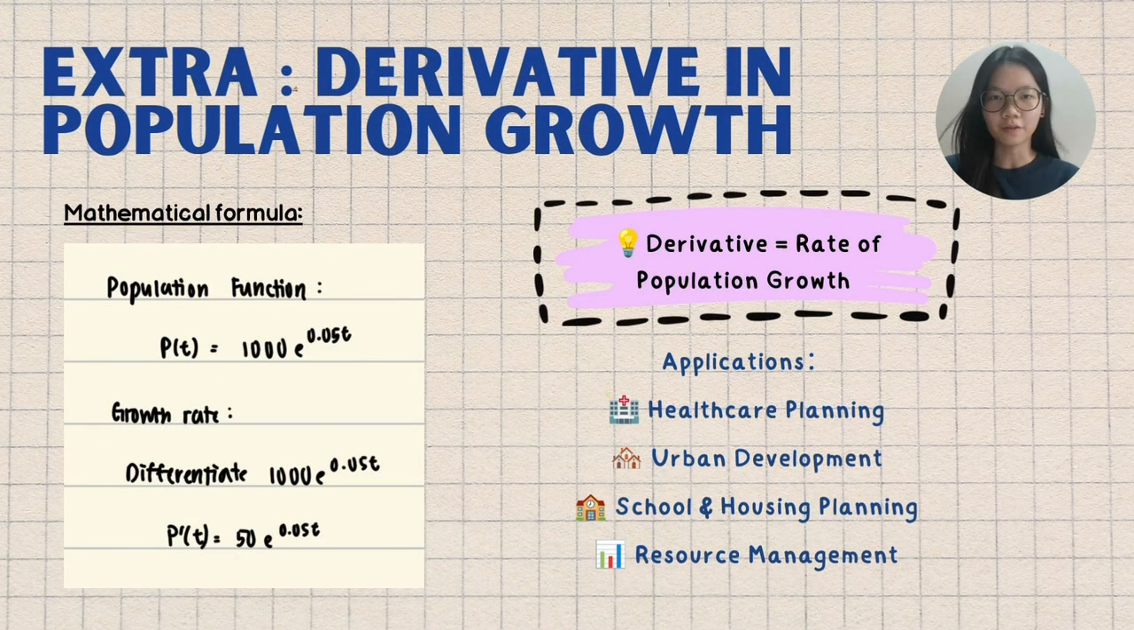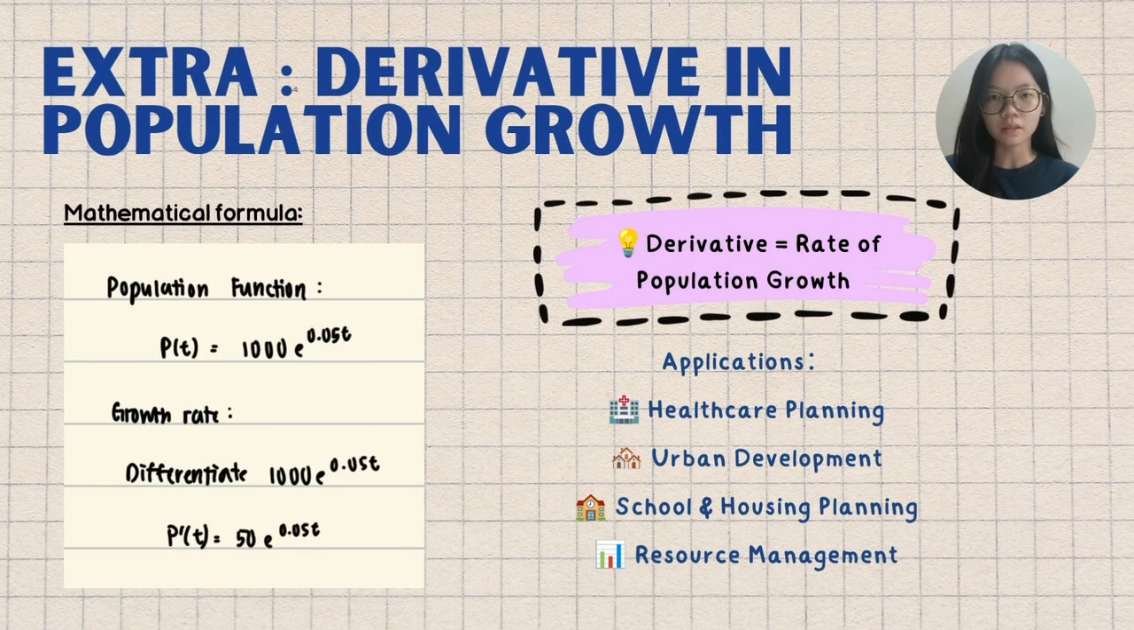Suppose the population of the city is represented by the function P(t) = 1000e^(0.05t), where P(t) represents the population after t years. To find how fast the population is growing, we can take the derivative: P'(t) = 50e^(0.05t). The derivative gives the population growth rate at a specific time. For example, if the growth rate becomes higher in the future, the government can predict that more hospitals, schools, and housing will be needed. Therefore, derivatives can help decision makers prepare for future changes.